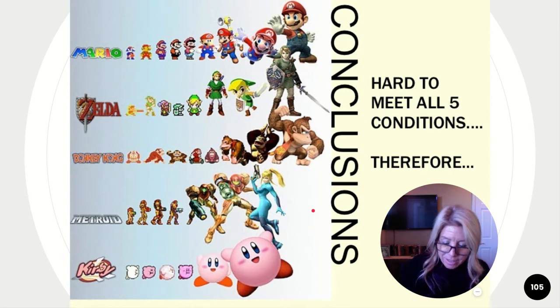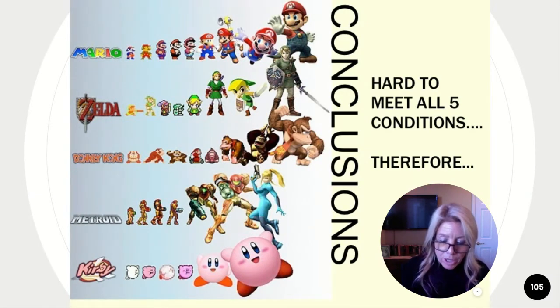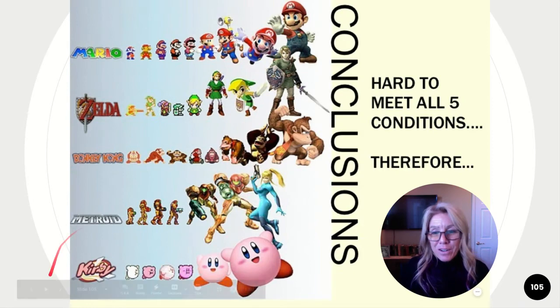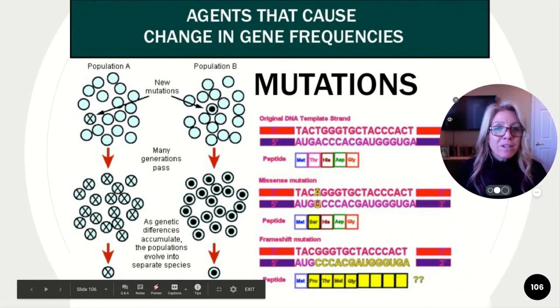So since it is difficult not to violate these conditions in natural populations, alleles must be changing, and therefore evolution must be occurring. All right, so let's look at those agents one more time in a little more detail.